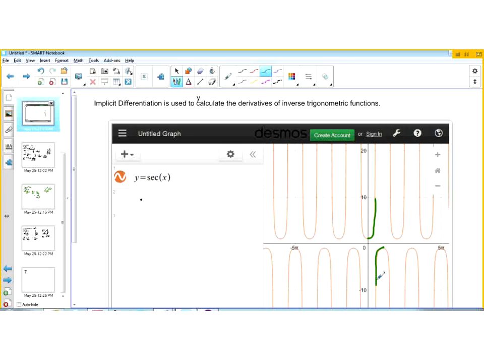So let's try from 0 to what? Is that pi halves? The secant of pi, right? I think this would be pi. Let's identify this point, this local max here. What are the coordinates of this local max?